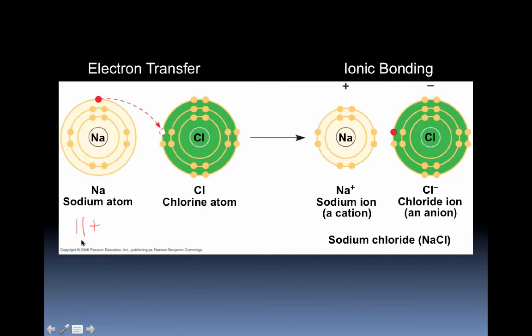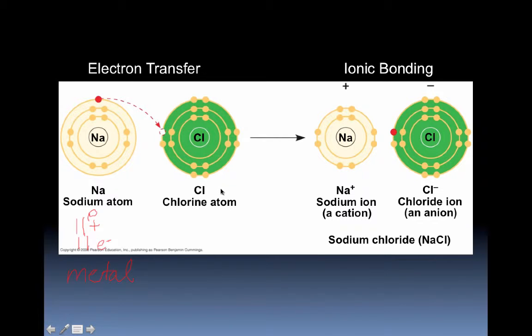So we have 11 protons, we have 11 electrons, each with a negative charge. I'll put a P here for proton. 11 protons with a positive, 11 electrons with a negative for a neutral sodium. Notice that the valence electron here is all by itself in its orbital, which is unstable. Pure sodium is found as a metal in nature. This is a metal.